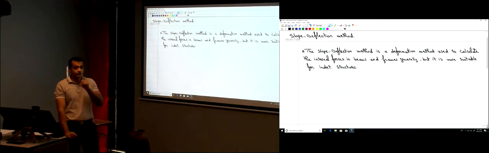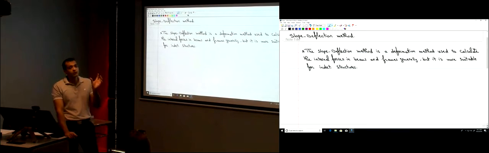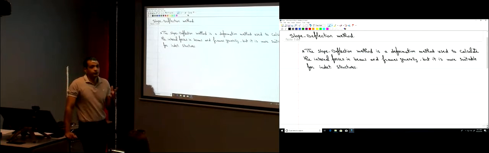You're going to first find the deformation at some points. Okay? Those are your unknowns now. And once you find those deformations, there are some formulas that we're going to see. Actually, it's just one formula that transfers those deformations into the internal forces. And that's why it's called the deformation method. You need to find the deformations to find the internal forces.